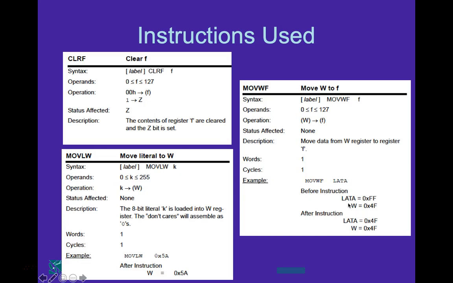For example, if you use MOVWF LATA, before the instruction, let's say your LATA has 0xFF, a hexadecimal number, and your working register has 0x4F. Then what will happen? The working register's number is going to move into LATA, because that's what it says, move W to F. So now your LATA has 0x4F, the same value, which has been transferred here after the instruction is executed.